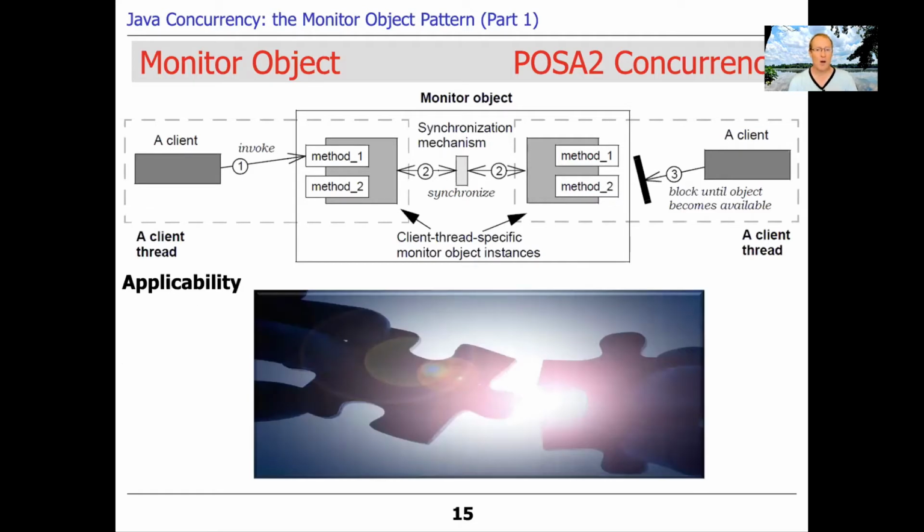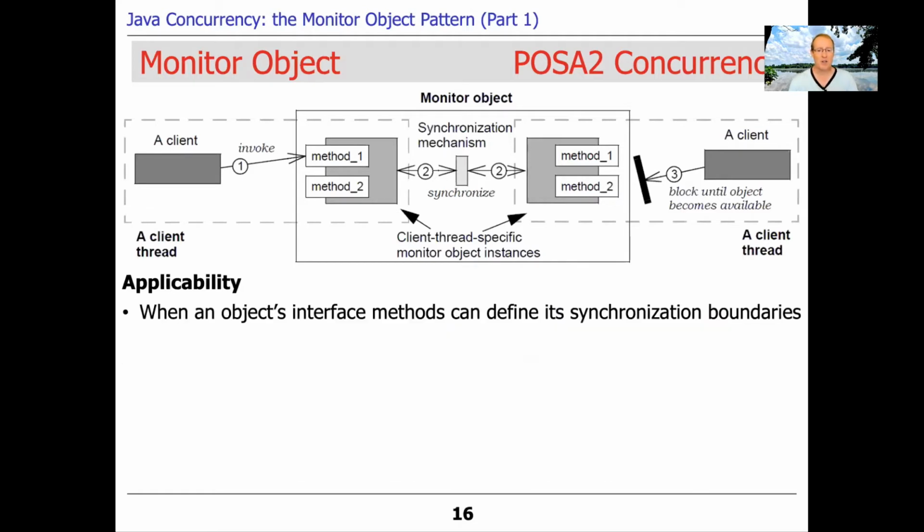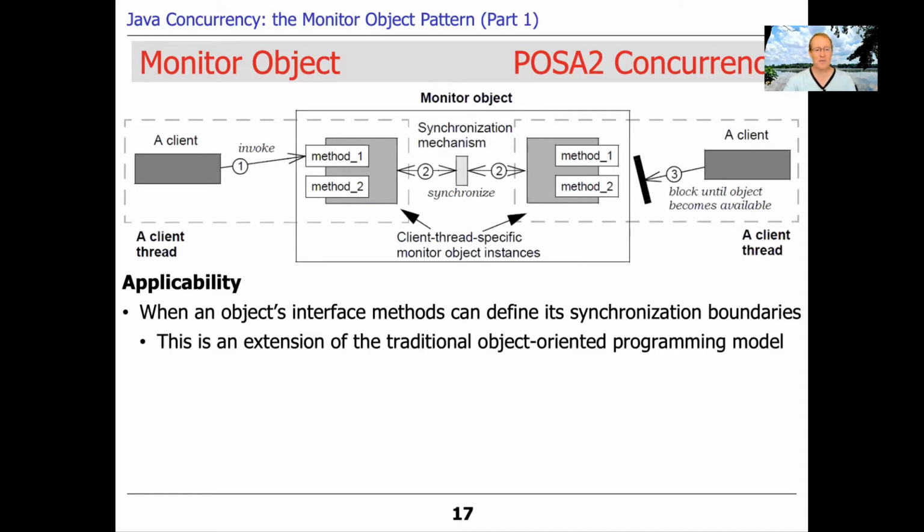So let's talk about when you actually want to apply this pattern. One applicability is when an object's interface methods are a natural way to define its synchronization boundaries. That's not always the case, but it's often the case. And it really helps to make things more intuitive when that is the case, because it's easy to reason about a concurrent object where you have the methods be the synchronization points. So for example, taking and putting in a shared queue, that makes it easy to reason about.